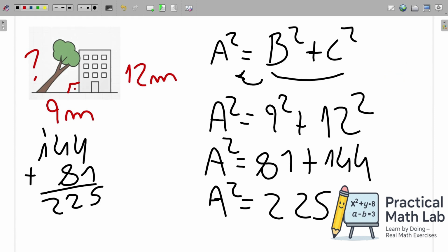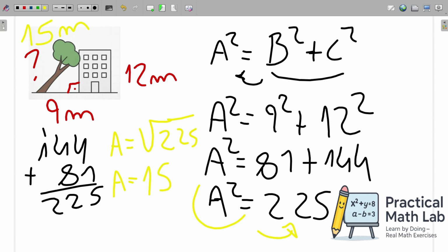No, we still need to solve the exponent. Here, the exponent turns into the root over here. It's always the inverse, so it'll be a equals the square root of 225. The square root of 225 is 15. So what's the height of the tree? 15 meters. Here's the answer. Easy, just by applying the Pythagorean theorem.